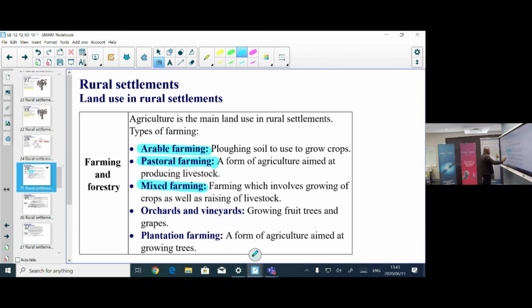Then we have got orchards and vineyards. These are fruit trees, and then the vineyards, you know, the grapes. So growing fruit trees and grapes. Then plantation farming. This is a form of agriculture aimed at growing trees like the pine trees, the oak trees that are being used for construction purposes.